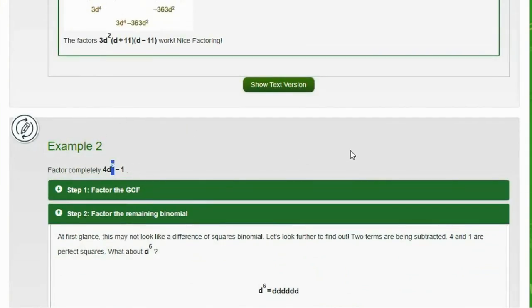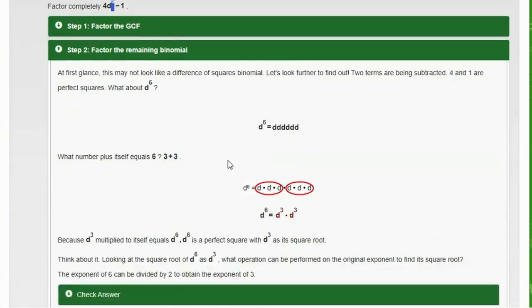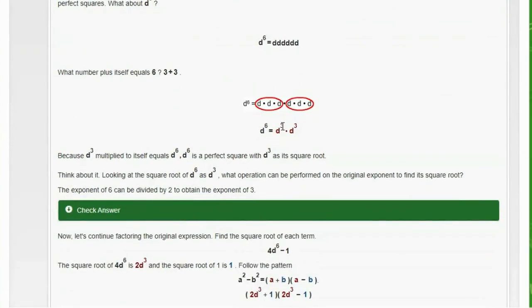If that's an even number, it works. If it was to the 5th power, it wouldn't work, right? We couldn't do that. But since it's to an even number, we can split it evenly into d to the third, d to the third. All right, page 3.